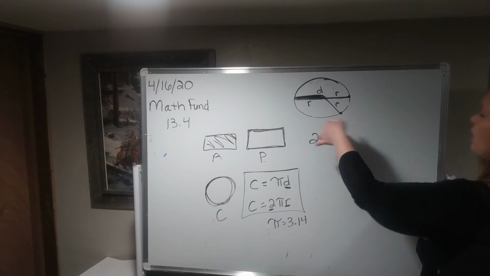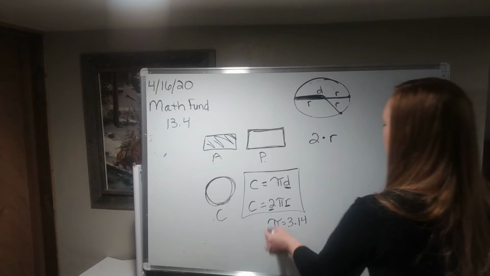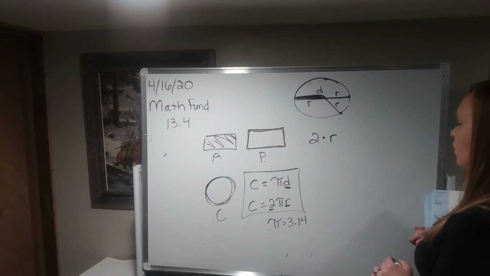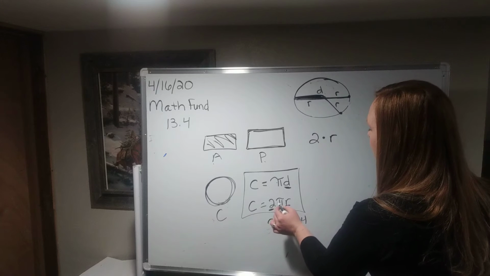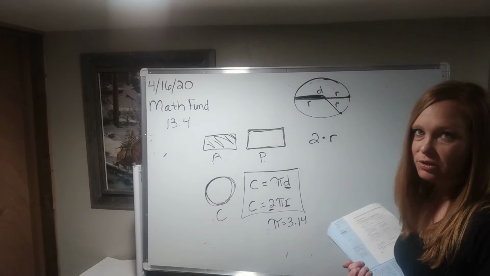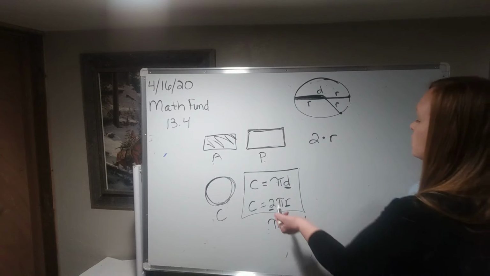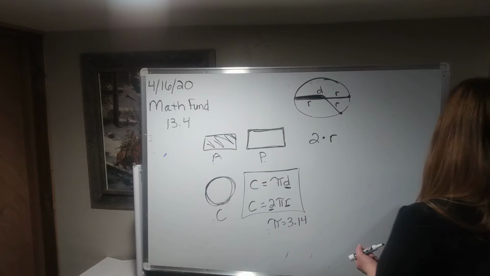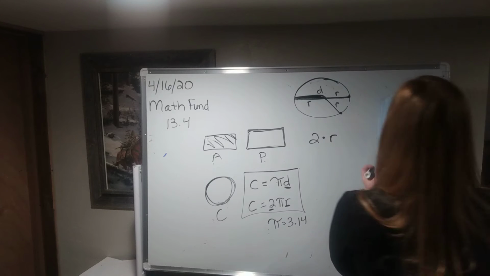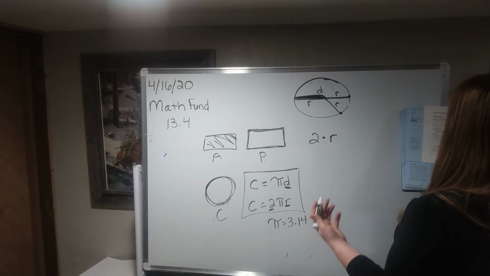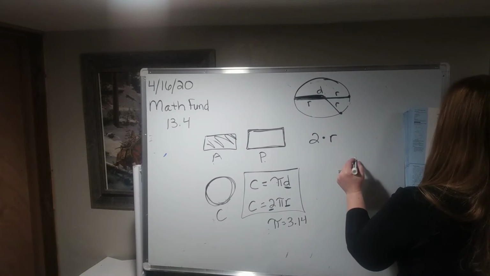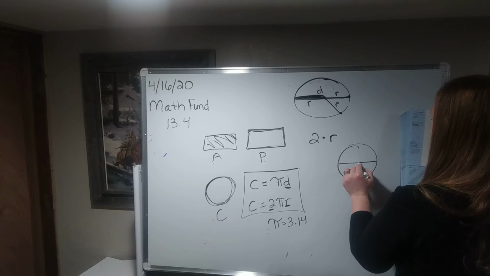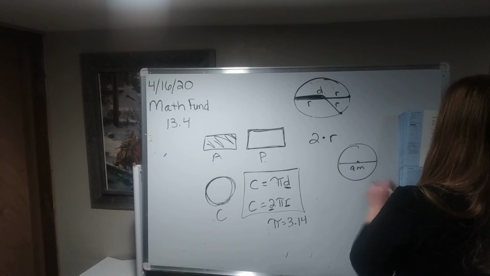So now that we have our parts of our circle reviewed, and we remember what pi is, we should be able to use this formula. Remember, anytime symbols are beside each other, what does it mean to do? It means to multiply. So we're going to be multiplying pi times d, or 2 times pi times the radius. Okay, so let's look at example A. It says find the circumference of the circle. So it gives us a circle, and it gives us a diameter of 9 meters.